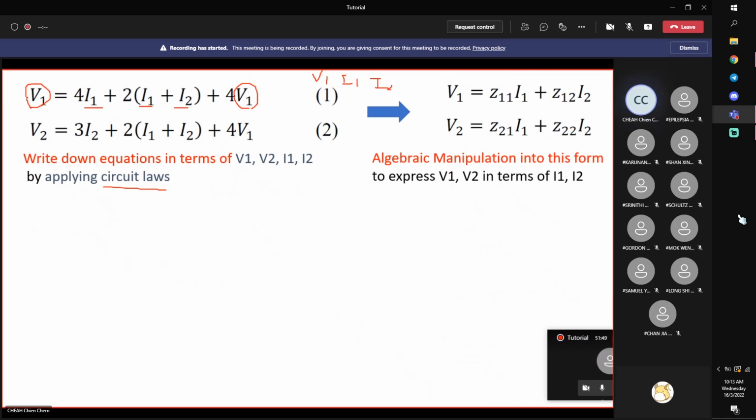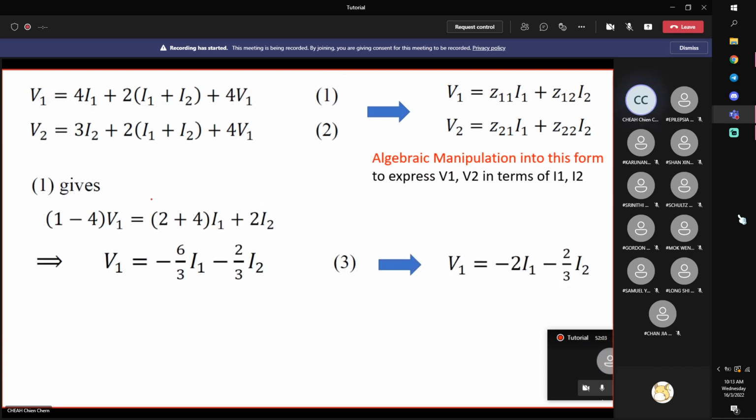Here V1 is my subject, which means that I only need to move this to the other side of the equation. Then I will get this model. So this is what I do from equation 1. I just move this to the other side of the equation. I get -3, then divide by -3. I basically get my first model in terms of the Z parameters. So this is my Z11, this is my Z12.